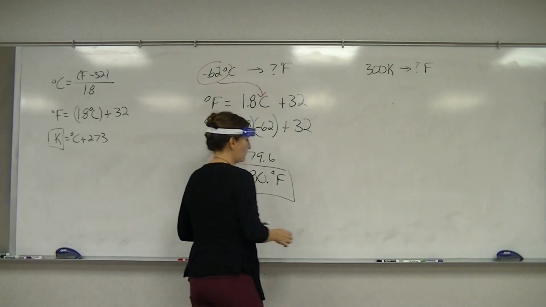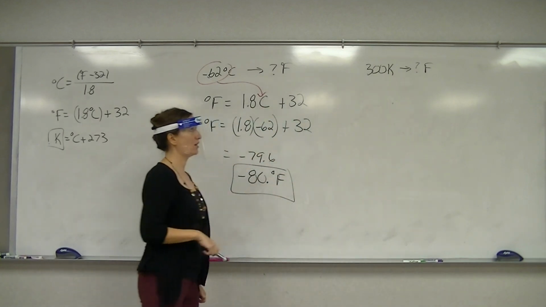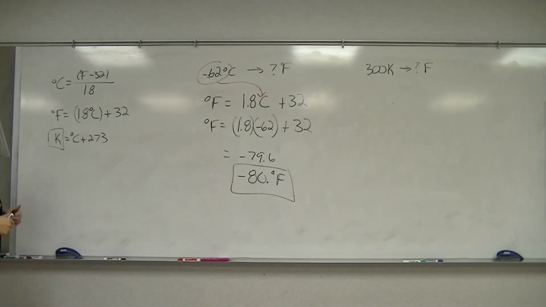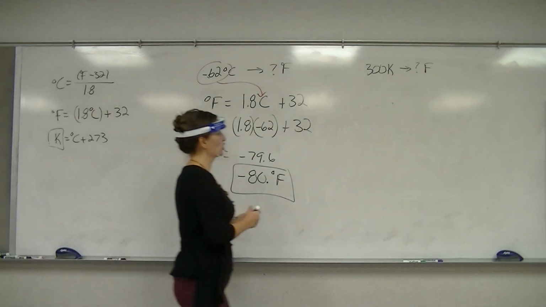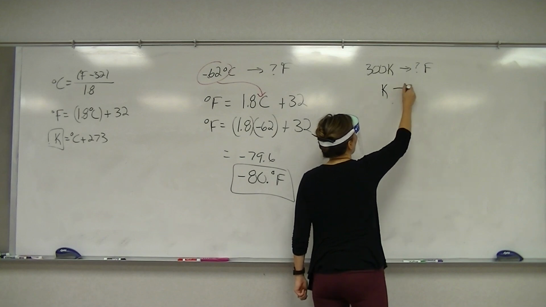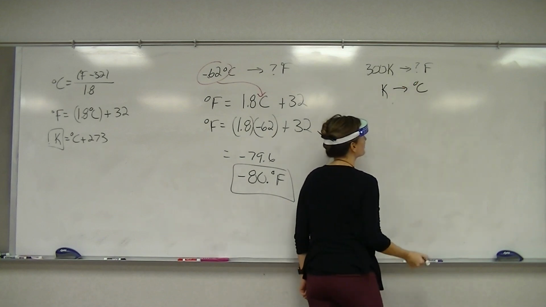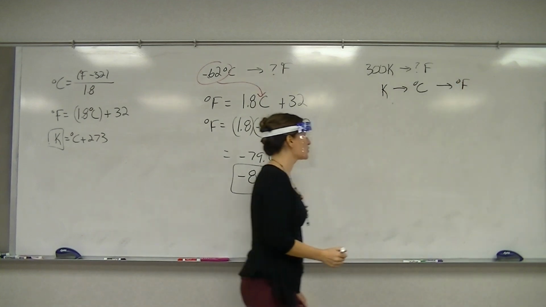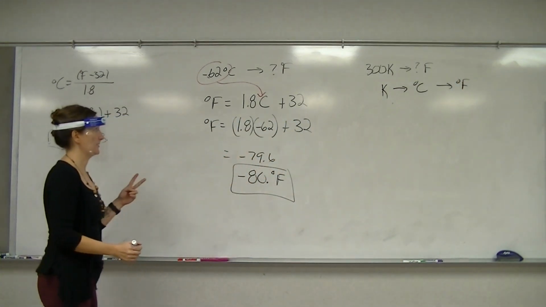Now, Kelvin to Fahrenheit is the hardest type of temperature conversion we'll see in this course. If you look at our Kelvin equations, we can go between Celsius and Kelvin, but we can't go directly between Kelvin and Fahrenheit. So this is actually a two-stepper. We have to go from Kelvin to Celsius first, and then from Celsius to Fahrenheit. So we're going to be using two different equations here.